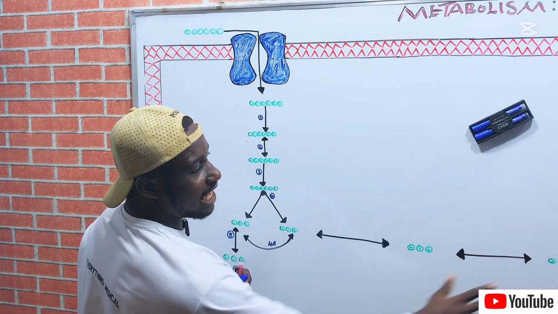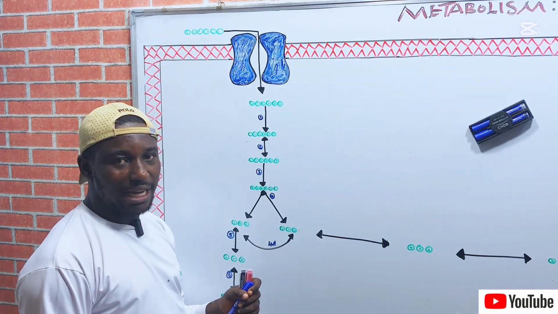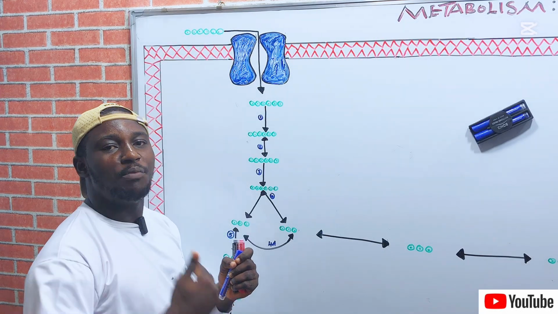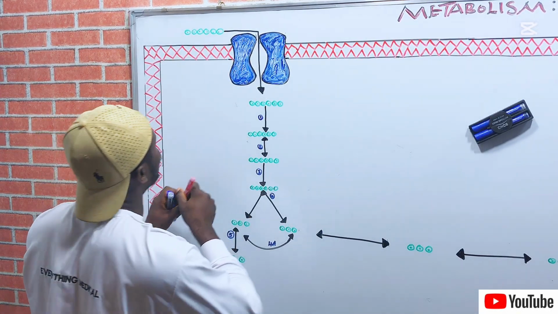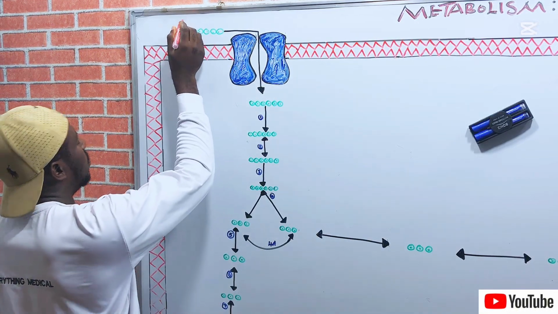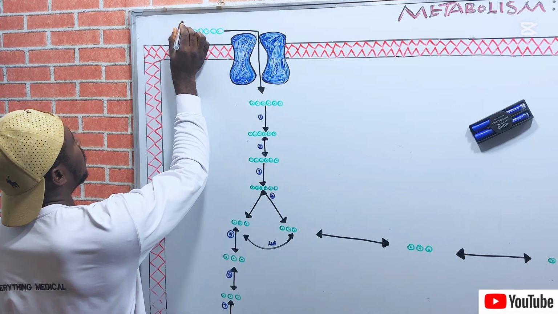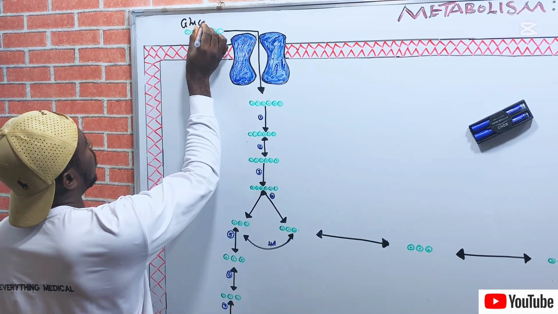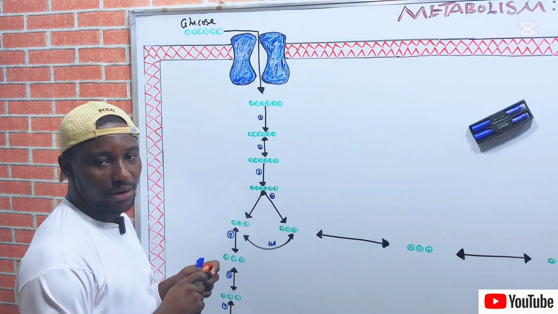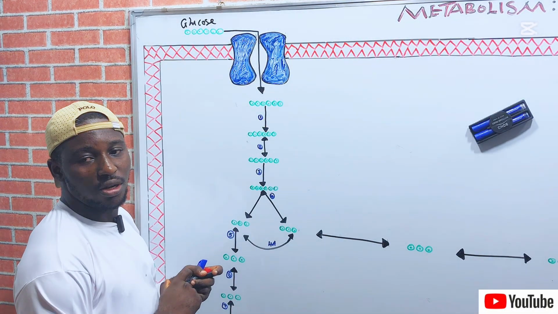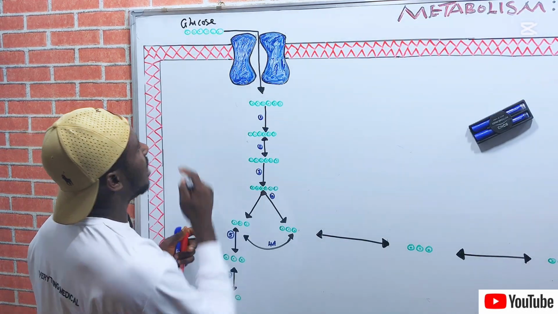Now, here is the cytoplasm of a liver cell, which is the hepatocyte, right? So we'll be making reference to the hepatocyte, which is the liver cell. Now, this is glucose here, which is found on the extracellular part of the cell. And glucose is a hexose sugar, right? It has 6 carbon atoms. Look at it here. 1, 2, 3, 4, 5, 6, right?